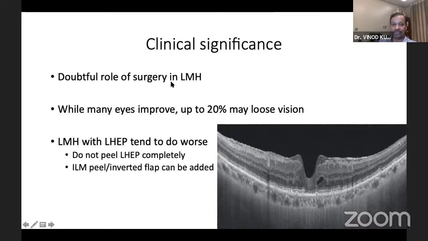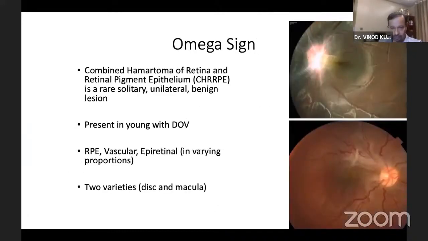Now, to sum it up, the clinical significance of LHAP is that even in lamellar macular holes where there is no LHAP, there is a doubtful role of surgery. While many eyes improve, up to 20% of the eyes with LMH without LHAP may go on to lose some amount of vision. So when I say that, the eyes with lamellar macular hole and LHAP actually tend to do much worse. And the consensus is that whenever we treat patients with lamellar macular hole and LHAP, we do not have to peel off the LHAP completely. And whenever we operate on them, we must add ILM peeling or an inverted flap. This was my first part of the talk.